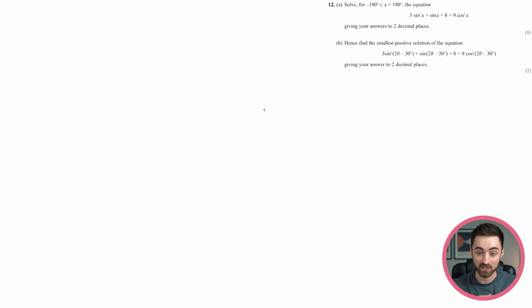Question 12. Solve for x between minus 180 and 180. Degrees, by the way, so make sure that this old chestnut is in degrees. Do that before every trig question. Make sure it's in the right unit. The equation, that thing there.